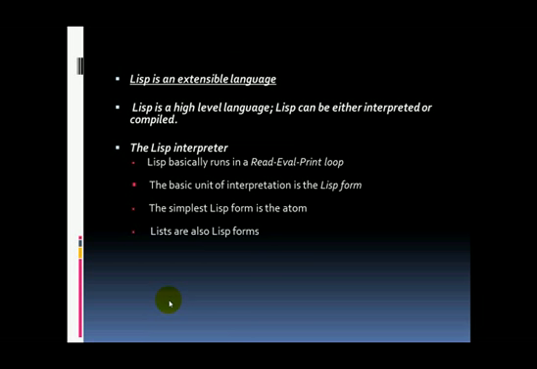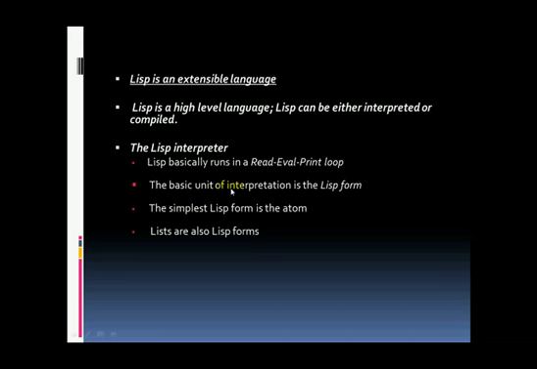Lisp is an extensible language. Since a large part of Lisp is the set of predefined functions, adding to that your own set of functions creates, in effect, a new expanded version of Lisp. That is how Lisp came to have so many functions. Thus, Lisp is to some extent a user-defined language. Lisp is a high-level language. Lisp can be either interpreted or compiled.